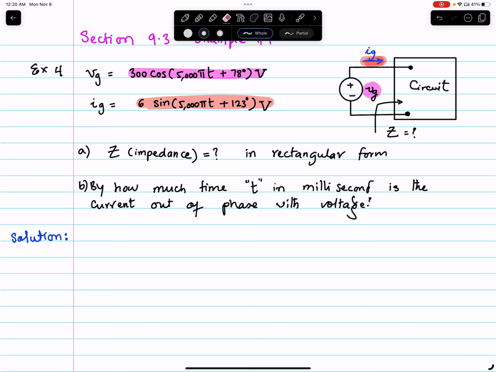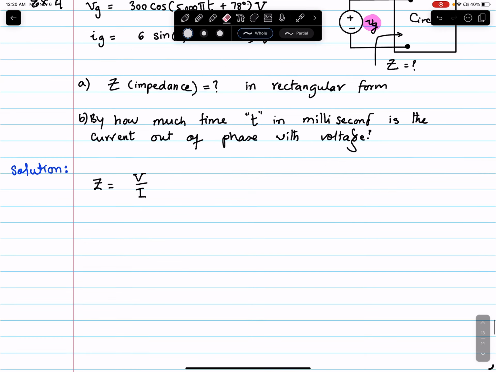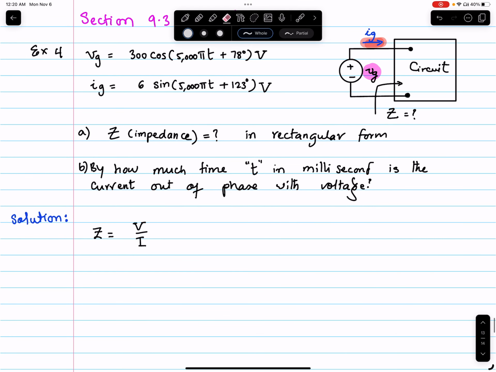In order to find the impedance, all we have to do is divide voltage by current. So we know V equals IR, R equals V over I. R is the resistance, Z is the impedance. So let's begin with VG.